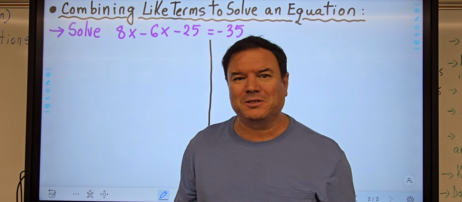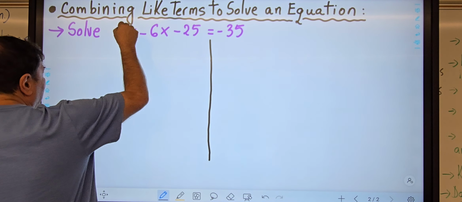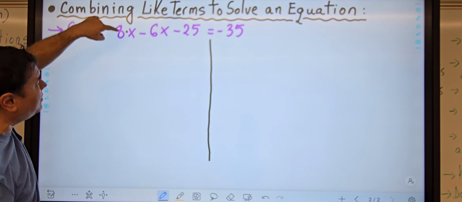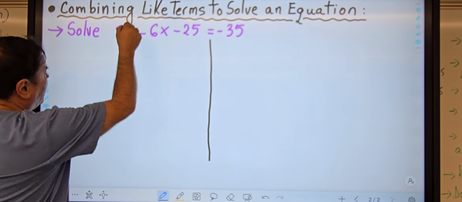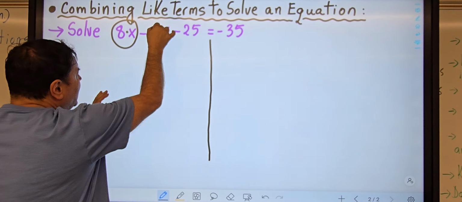Of course, we have here 8x. Remember, 8 and x are glued together by the multiplication sign. So that's one term, 8x. And then we have another one, negative 6x.